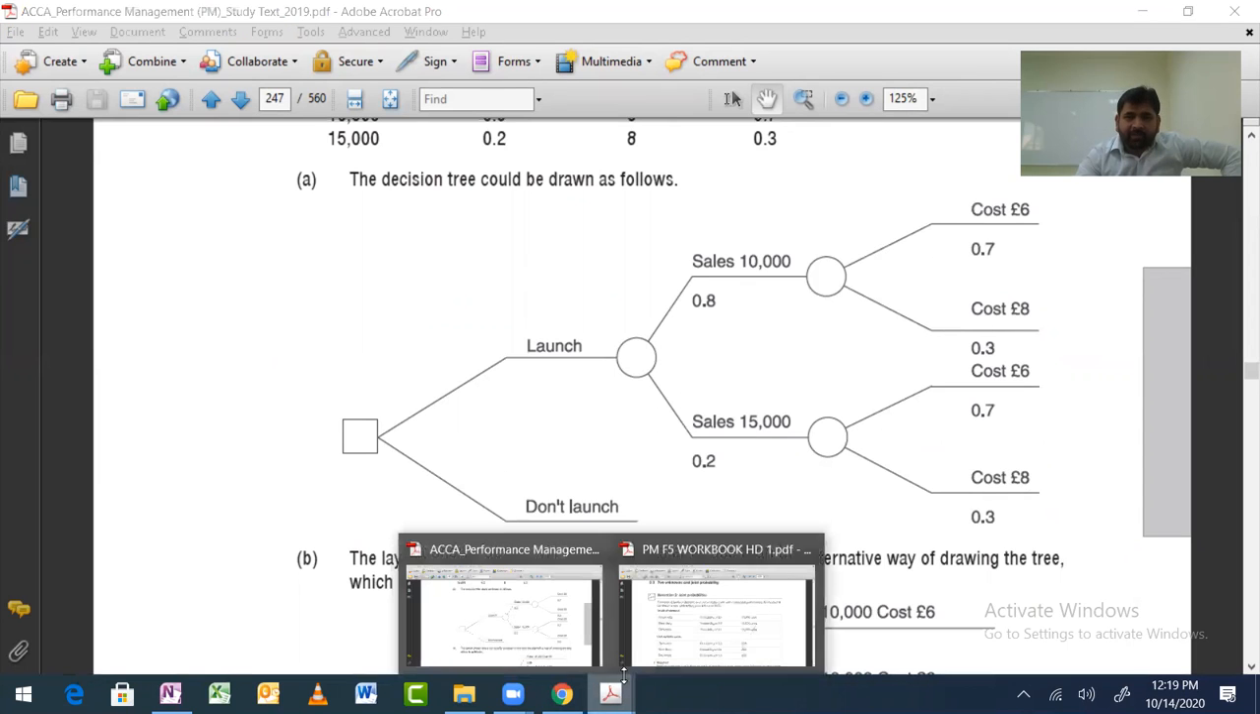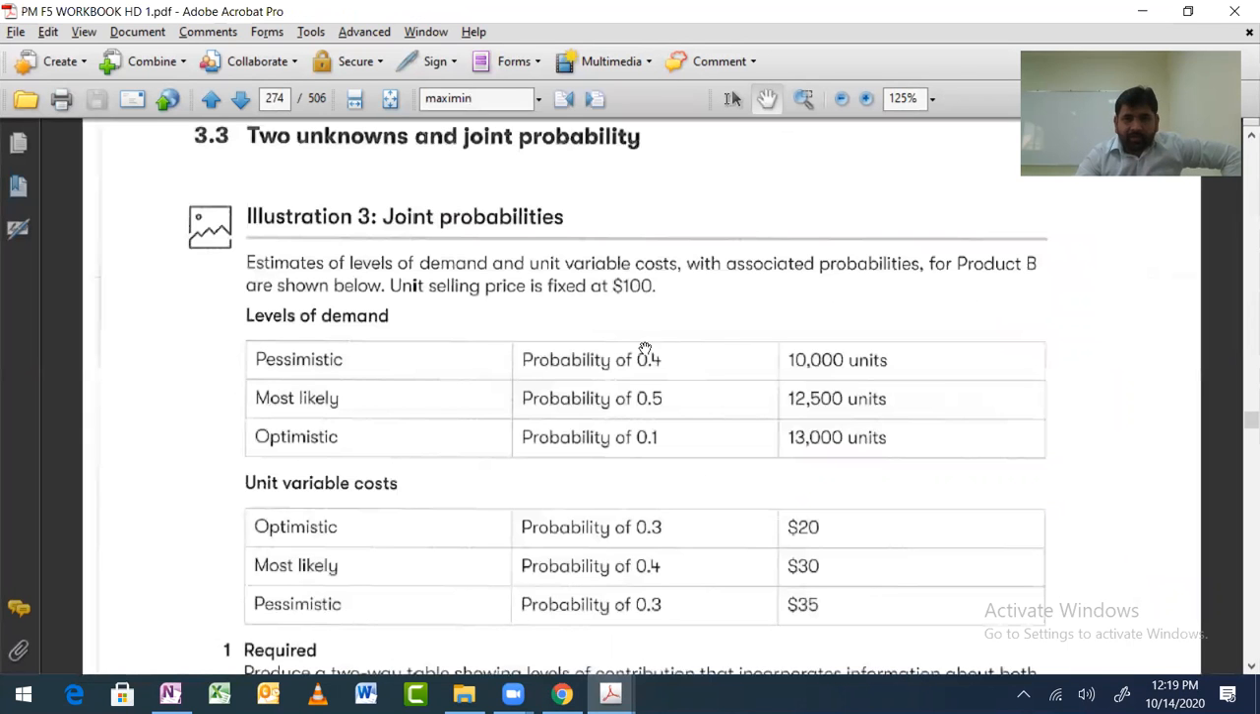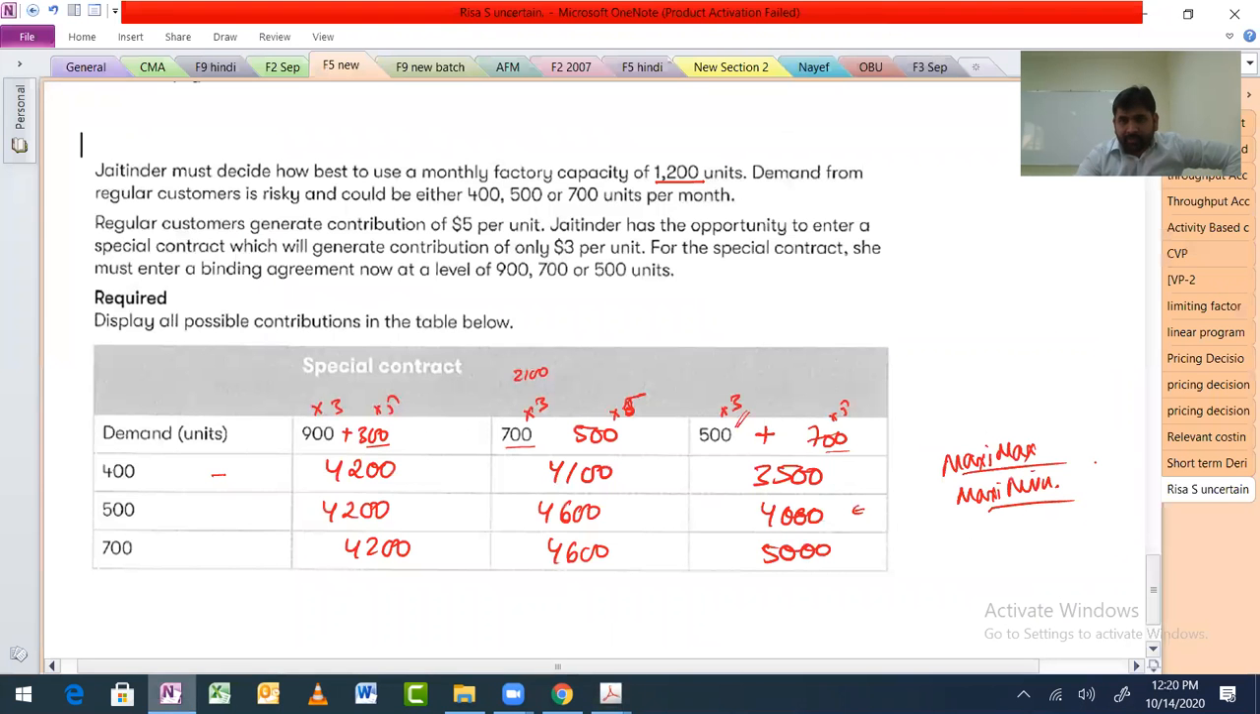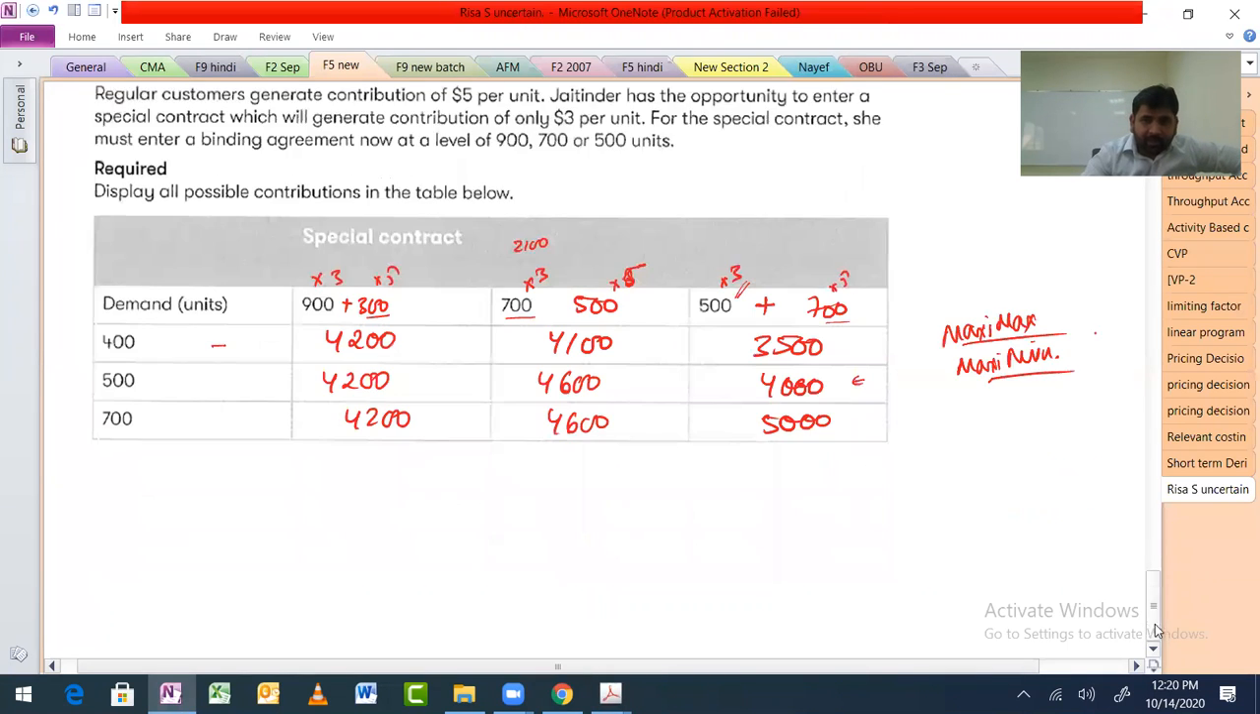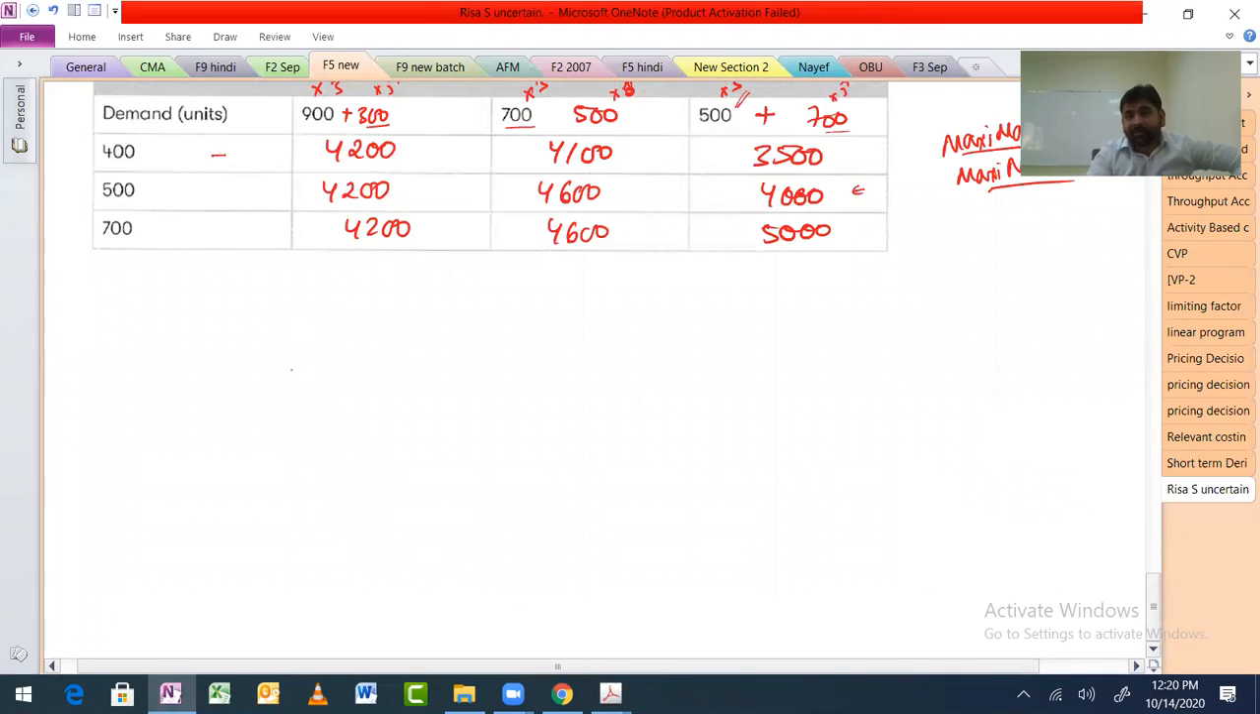Fine. So let's do one thing. Let's keep it till here. You have the workbook, you have the text, and you have the revision kit. From all of these, find the things that we did today, this maxi, max, maximin, and all that, and finish it, because now we are left with one important and big thing, that is decision tree.